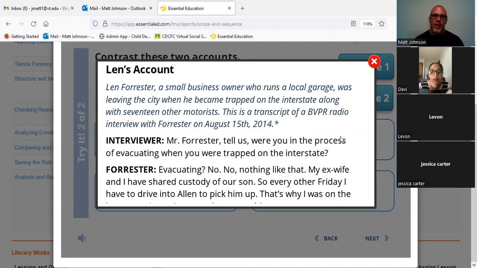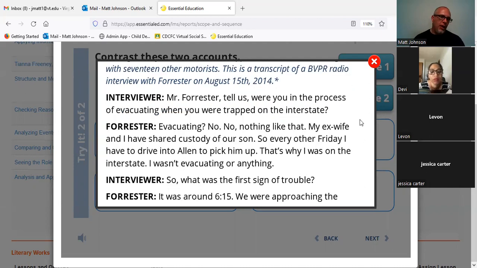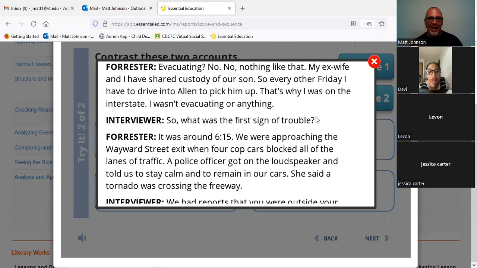So the interviewer asks, Mr. Forrester, tell us, were you in the process of evacuating when you were trapped on the interstate? And Forrester replies, evacuating? No, nothing like that. My ex-wife and I have shared custody of our son, so every other Friday I have to drive into Allen to pick him up. That's why I was on the interstate. I wasn't evacuating or anything.